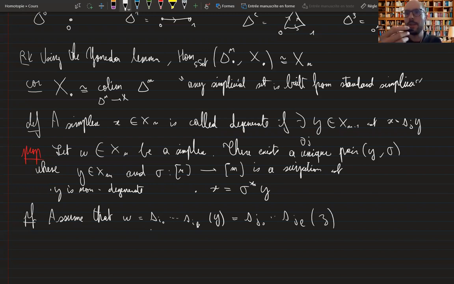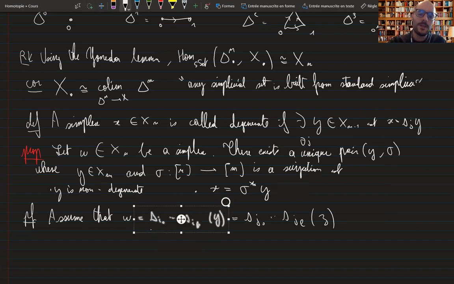All right, by definition, you can do by induction the fact that it exists. Either W is degenerate or not. If it's not, then okay. If it is degenerate, by definition, you can write it like this, and then you do the same with y. Because the dimension decreases every time, at some point you stop. At worst, you stop at dimension zero.